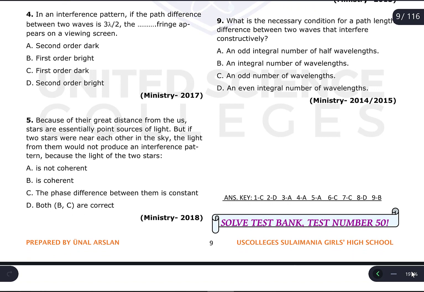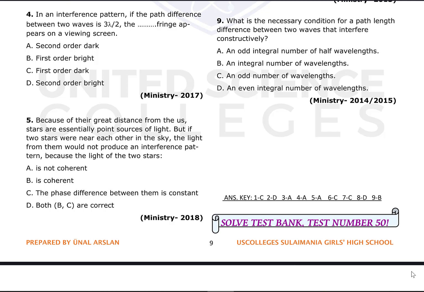Question number 4. In an interference pattern, if the path difference between two waves is 3 lambda over 2, the fringe appears on the viewing screen. So this is destructive interference because if it is lambda over 2, 3 lambda over 2, 5 lambda over 2, 7, it's the destructive interference and dark fringe.